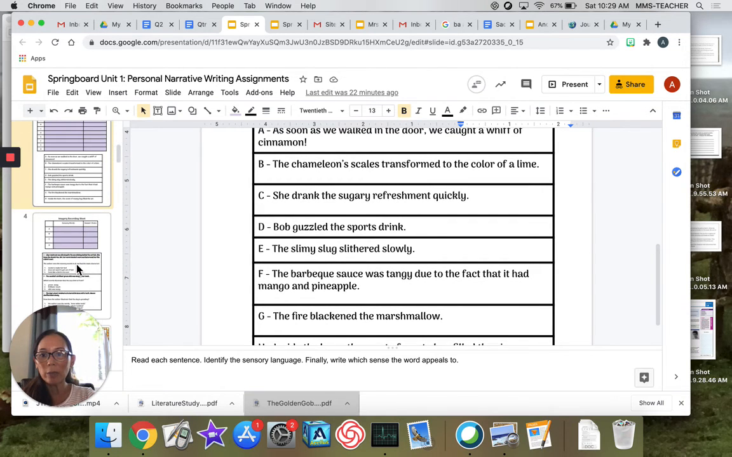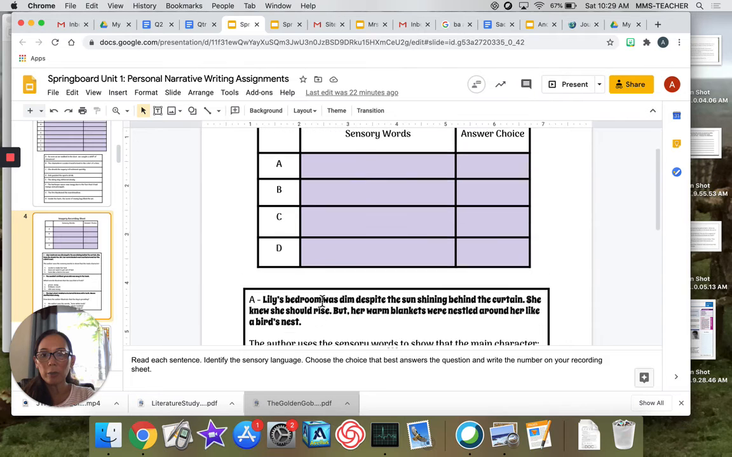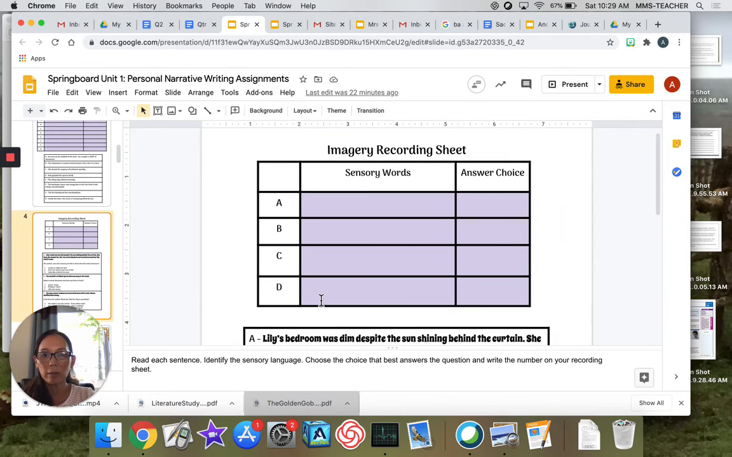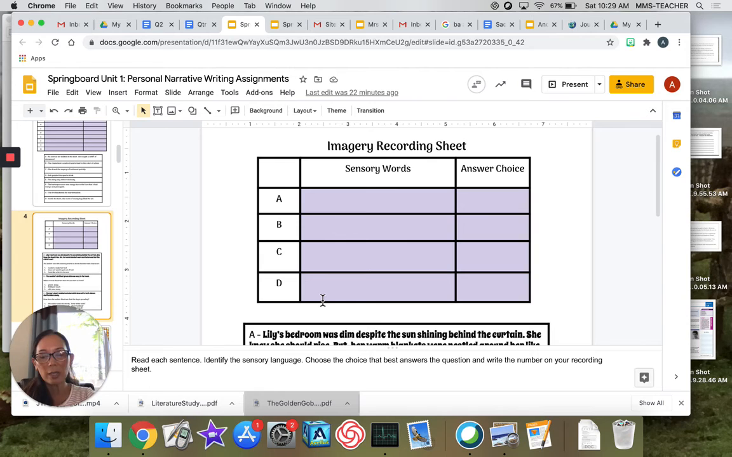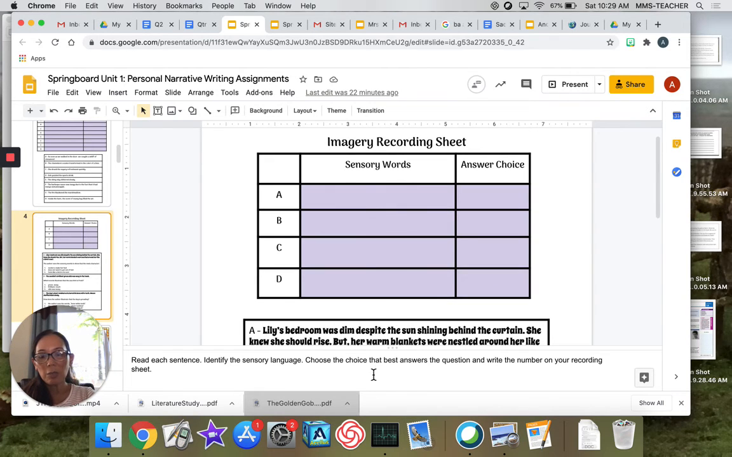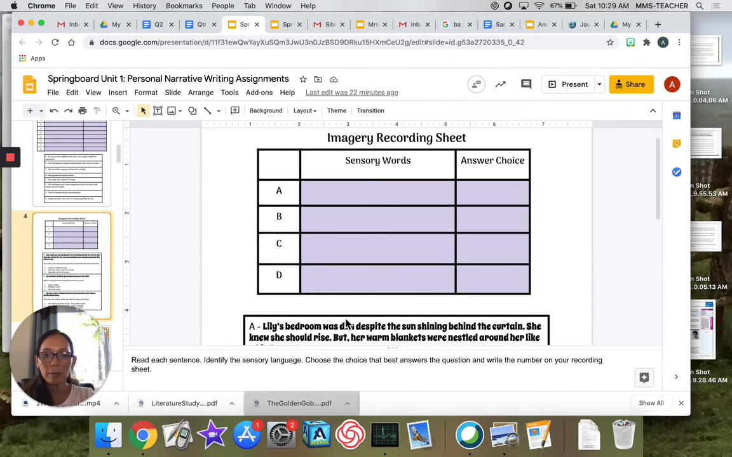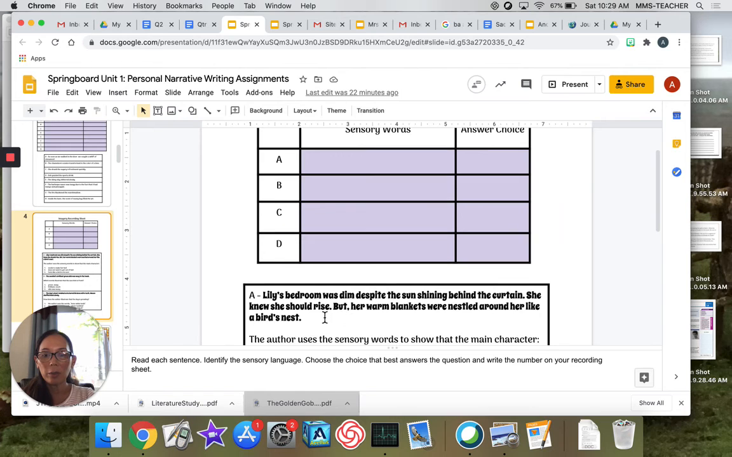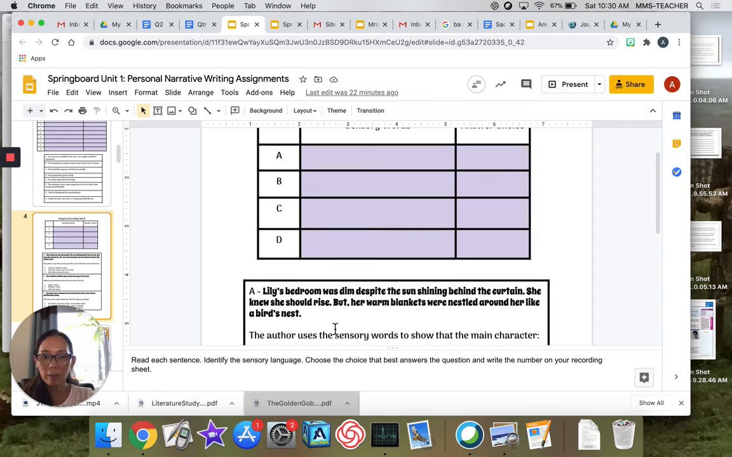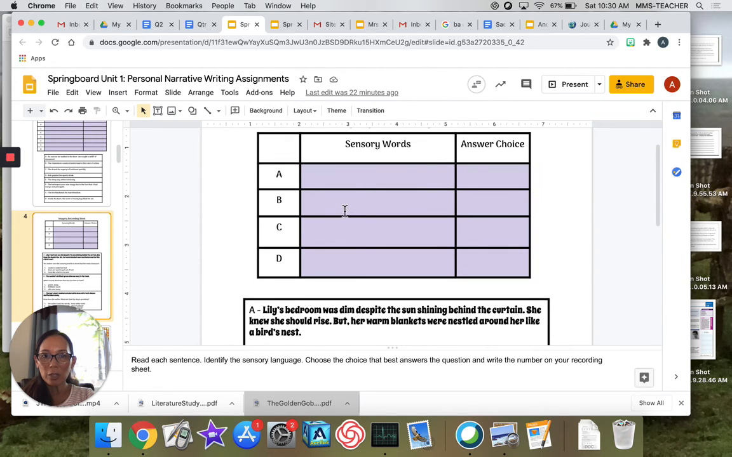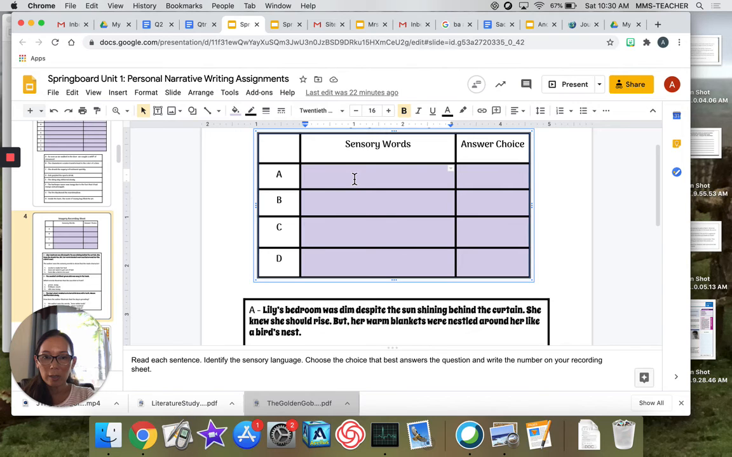Then you're going to go to slide number 4, and you're going to do what we did in our second task cards in our resources slide. It says, read each sentence, identify the sensory language, choose the choice that best answers the question, and write the number on your recording sheet. So we're going to do the same thing. We're going to read the sample sentence here, sentence A, Lily's bedroom. Then you're going to identify the sensory words in that sentence, in sentence A, in this column right here.